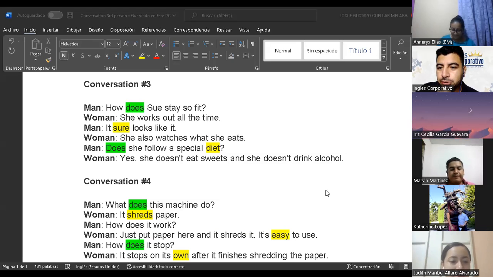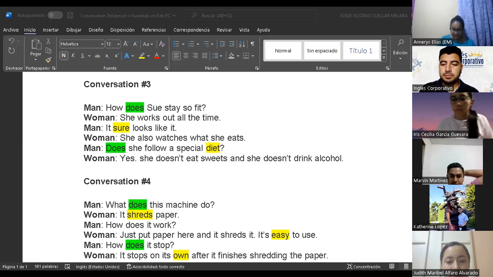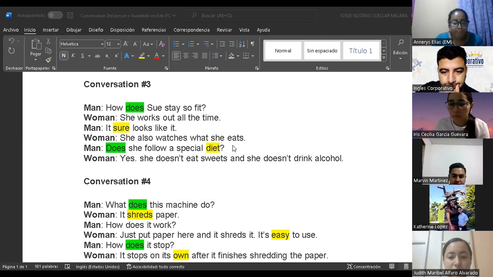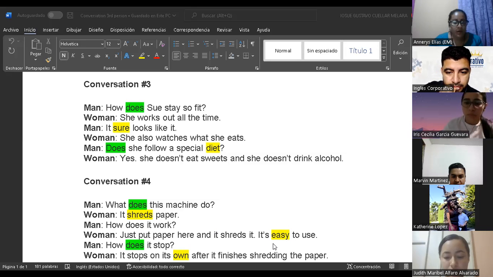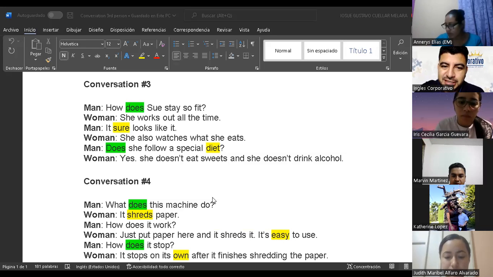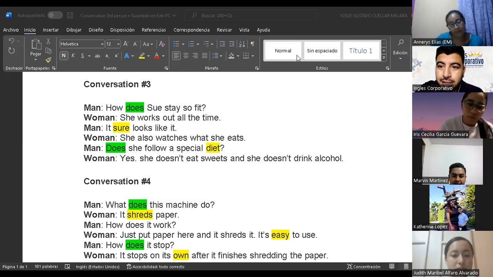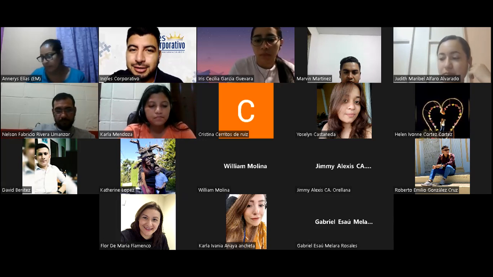Vamos. Siguiente diputada, Judith. Who is your classmate? Carla. Bien. Let's go with conversation four. Okay. Judith, man or woman? Okay. What does this machine do? It shreds paper. How does it work? Just put paper here and it shreds it. It's easy to use. How does it stop? It stops on its own after it finishes shredding the paper. Thank you. Y si se dan cuenta, a veces les pongo unas palabras algo extrañas, but that's the point that you can improve. And you can find strange words, palabras raras, and that's helpful.